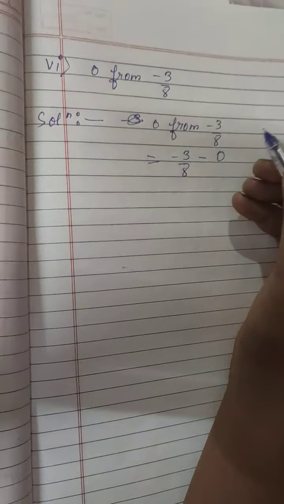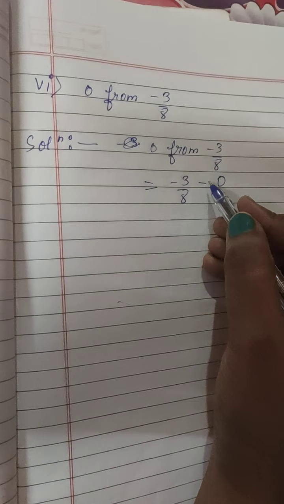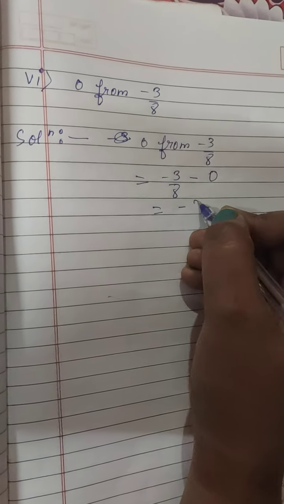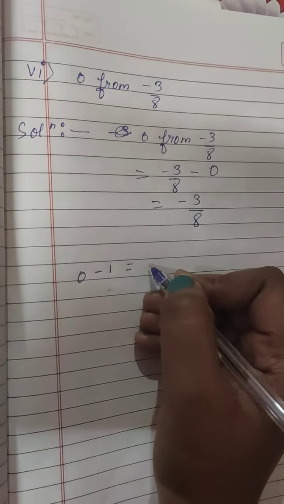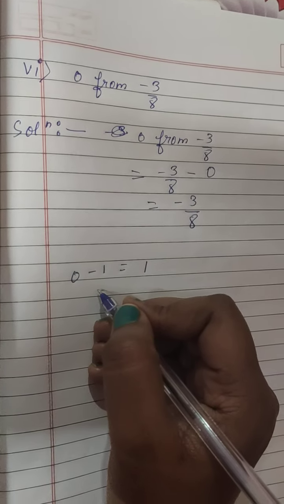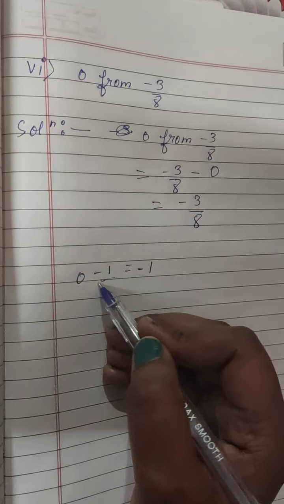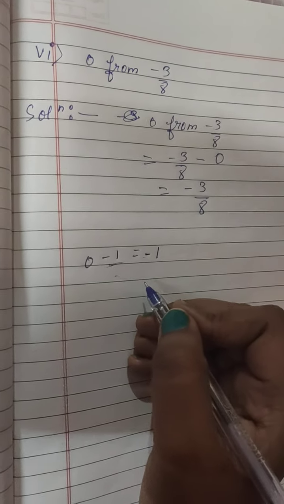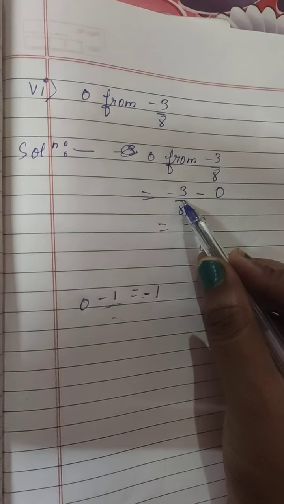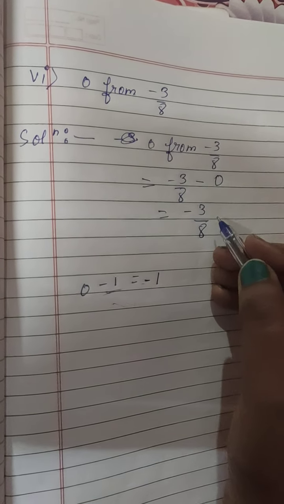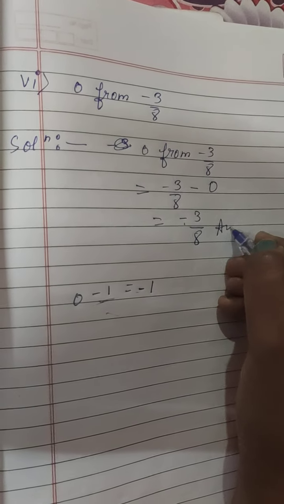Okay, when you subtract or when you add 0, what do you get? You get the same number, that is 3 by 8. Okay, so 0 minus 1, what will you write? Minus 1, because this is the greatest number, so we will write minus 1. Same as this, obviously this is the greatest number, so you will write minus 3 by 8. So this is the answer.